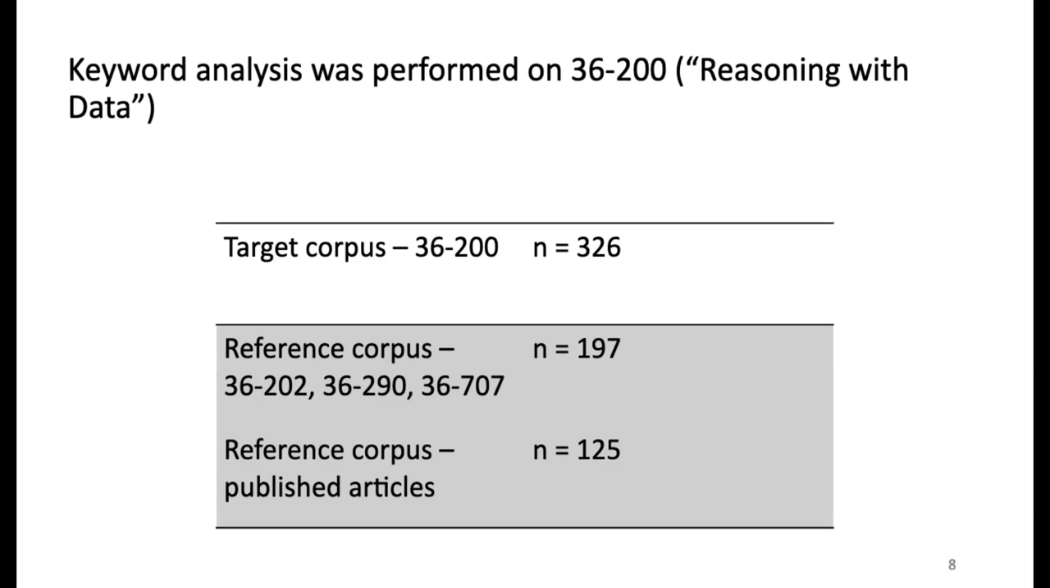So in this case, our target corpus is 36200. We have over 300 papers there. And for the reference corpus, we either used the other papers from our student corpus, or we used about 125 published articles that come from journals that tend to do more theoretical statistics. We're working on expanding a corpus to include more applied statistics and maybe even some public-facing writing about data as well. But whether we use the other student writing as our reference corpus or our published articles as our reference corpus, the keywords remain the same.